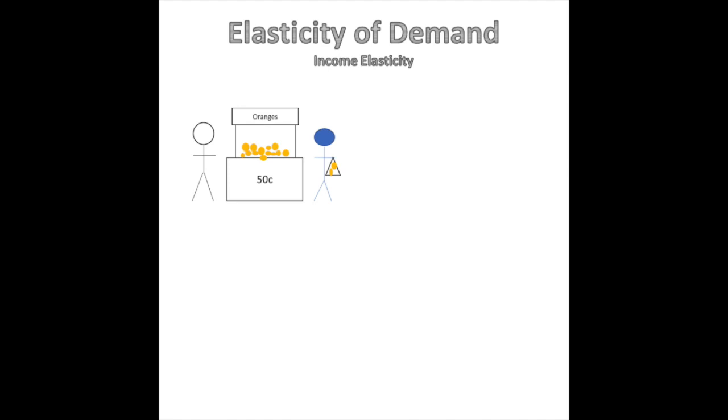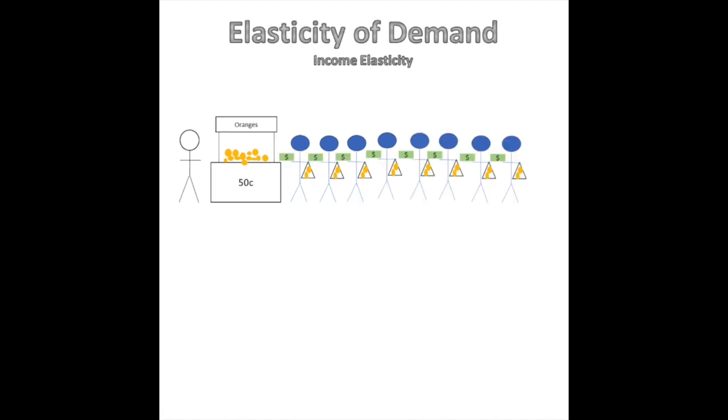There are other types of elasticities of demand as well. Take income elasticity. This tells us how responsive quantity demanded is to a change in income. As we can see here, demand for oranges has jumped after consumers' incomes have grown, so the income elasticity of demand for Patrick's oranges is high.